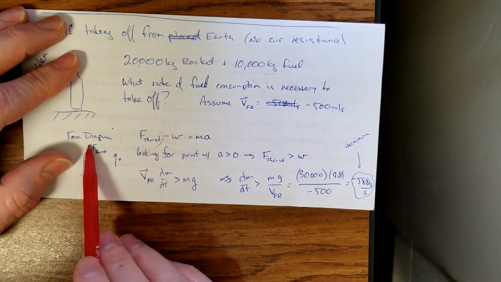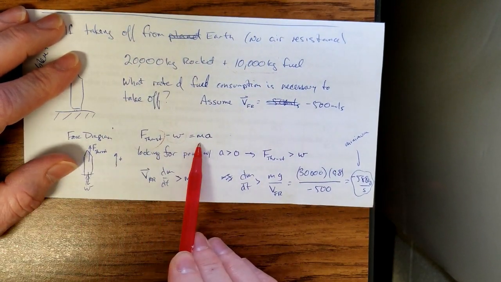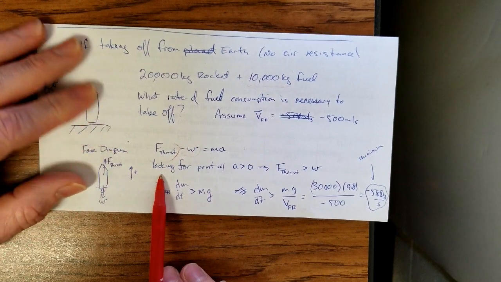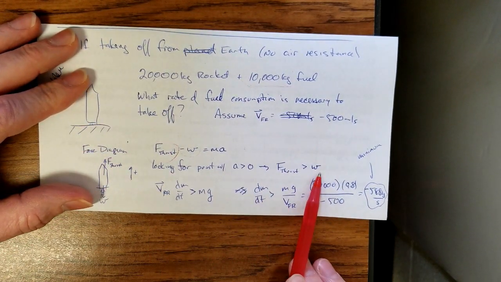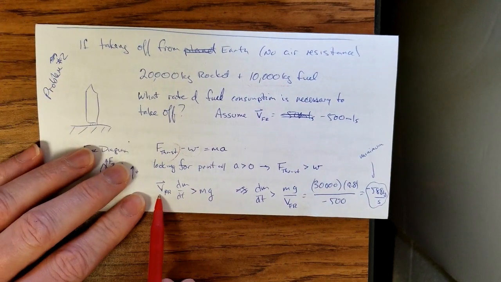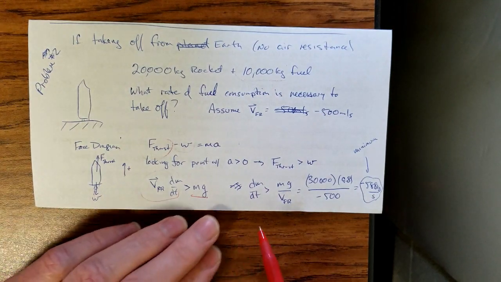So, force diagram: I've got thrust going up and weight coming down. Assume up is positive. Thrust minus the weight is mass times acceleration. And then I'm looking for the point at which acceleration is greater than 0, in other words, the point at which the thrust is greater than the weight. So I'm looking for, this is my thrust equation. That's my weight, because I'm still close to the surface of the Earth.